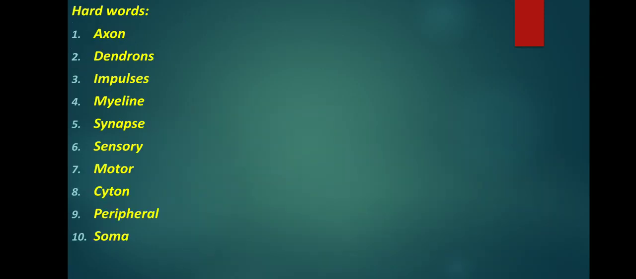Today I give 10 hard words. First one: axon, dendron, impulse, myelin, synapse, sensory, motor, cyton, peripheral, soma. Once again: axon, dendron, impulse, myelin, synapse, sensory, motor, cyton, peripheral, and soma.